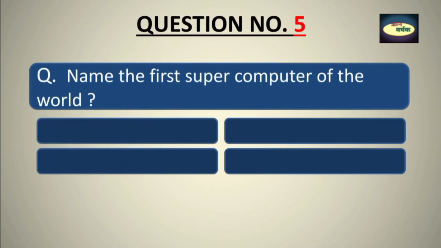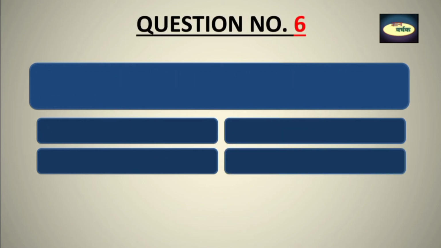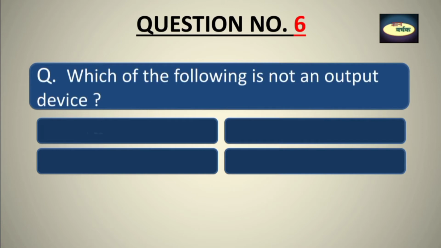Name the first supercomputer of the world. A. Cray 1. B. Param 8000. C. Fujitsu Fugaku. D. CDC 6600. The answer is option D, CDC 6600.